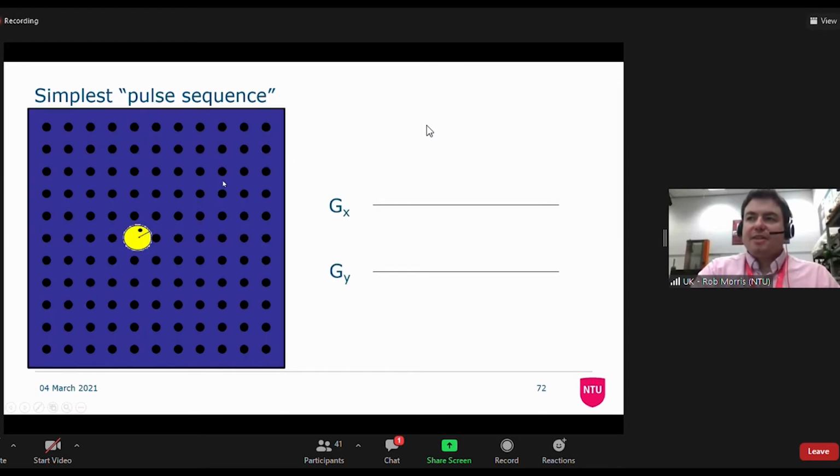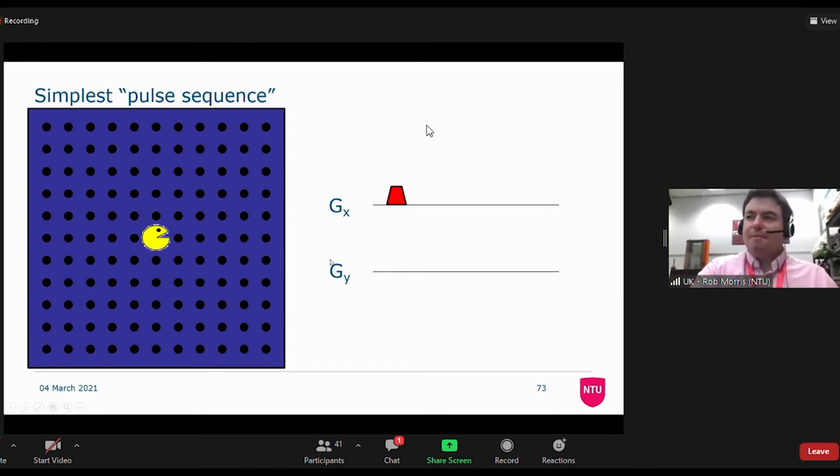I always think this looks a bit like Pac-Man. So Pac-Man is now going to come along and eat up each of our points in K-space, and we're going to measure the signals as he goes. We always start off in the middle, because the middle represents no gradients. So if no gradients are on, all we will collect is the single center point in K-space.